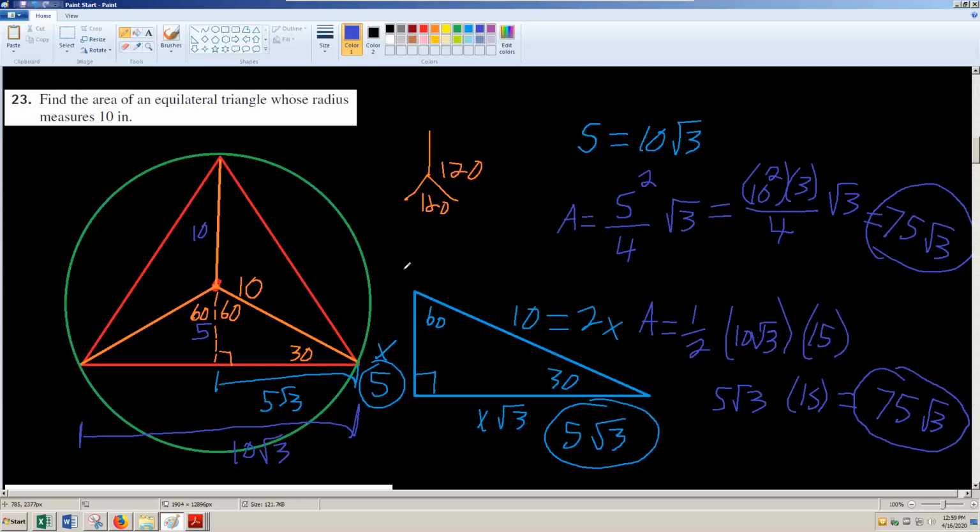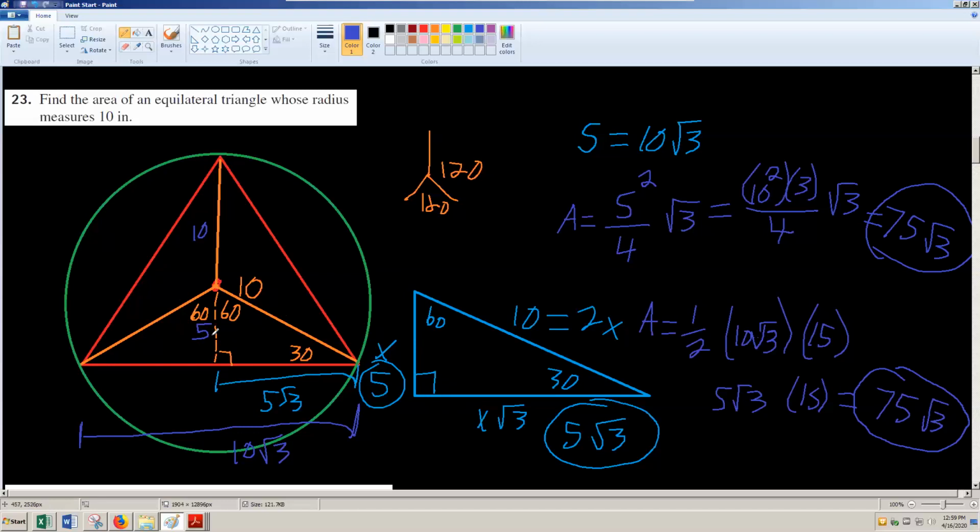Another version of solving this would be you could solve for the smaller triangle down here, and you could either do this little one, or you could do the slightly larger, maybe medium-sized triangle. If you found just this little one, you could do 1/2 base times height here, and you just multiply it by 6.